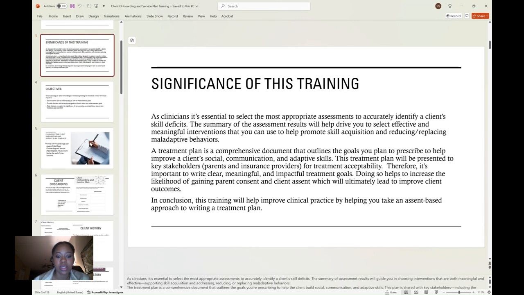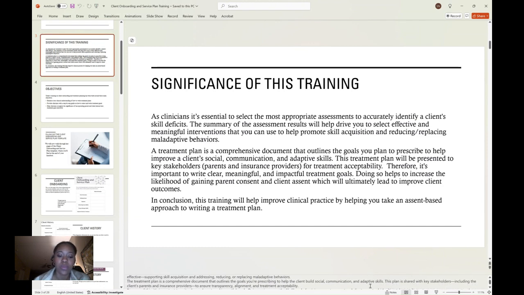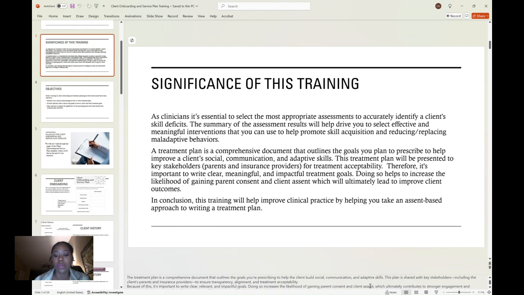So, as clinicians, it's essential to select the most appropriate assessments to accurately identify a client's skill deficits. The summary of assessment results will guide you in choosing interventions that are both meaningful and effective, supporting skill acquisition and addressing, reducing, or replacing maladaptive behaviors. This treatment plan is a comprehensive document that outlines the goals you're prescribing to help the client build social communication and even adaptive skills. This plan should be shared with key stakeholders, including the client's parents or insurance providers or any other kind of outside service providers, to ensure transparency, alignment, and treatment acceptability.